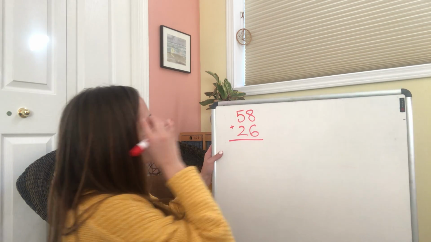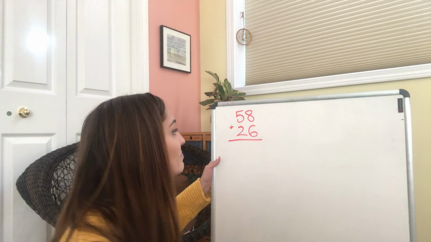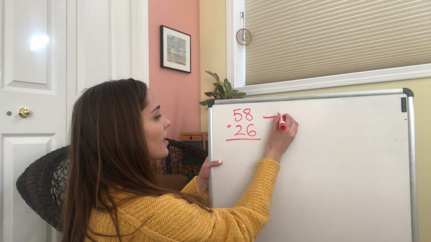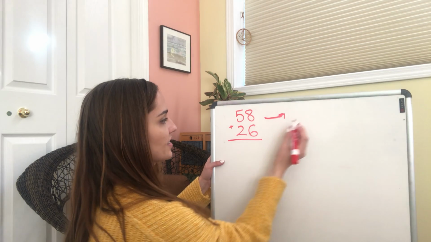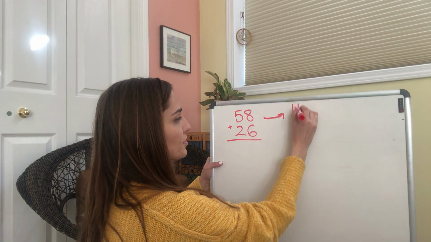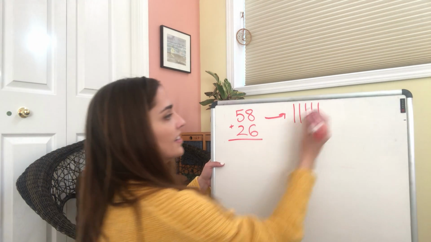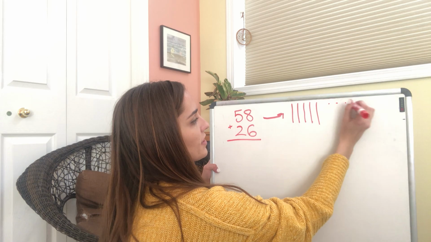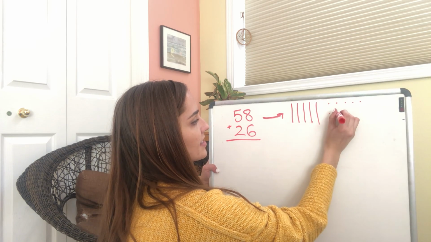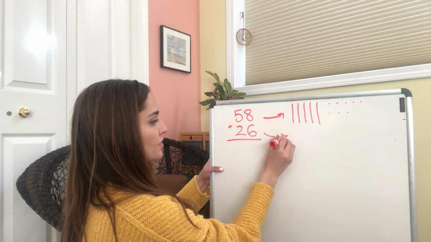And what is our last form we haven't done? We haven't done the grouping, or making a group of 10. So let's do that. I'm going to draw my representation off to the side here for each number. So 58, we have 1, 2, 3, 4, 5 tens, and then 1, 2, 3, 4, 5, 6, 7, 8 ones. Perfect. Do that for 26 too.